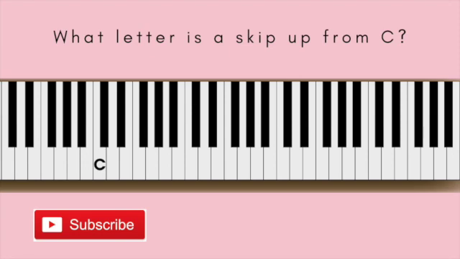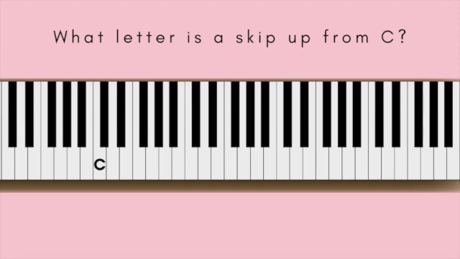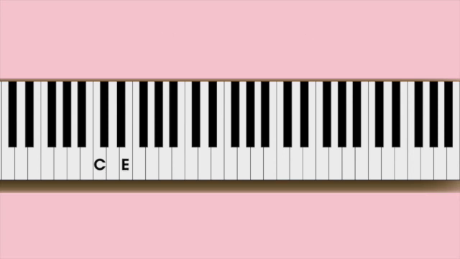Okay, let's try another one. What letter is a skip up from C? Now remember, a skip has one note in between two notes. So let's try, what letter is a skip from C? You got it right. It's E. Notice that the C and E has a white key in between the two of them. That makes the distance a skip.